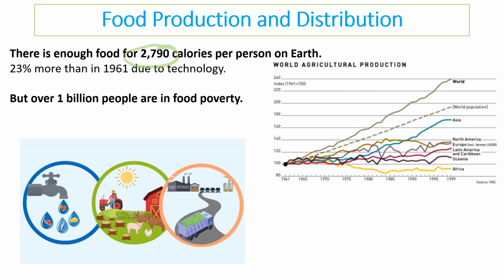However, that isn't the case. There are over 1 billion people in food poverty, and that isn't because of a lack of ability. We can actually grow 23% more food now due to technology than we could 50, 60 years ago. However, it's that lack of distribution around the world and even.